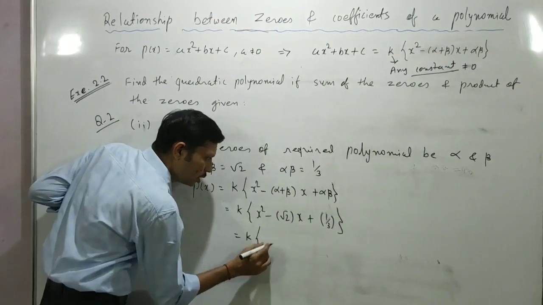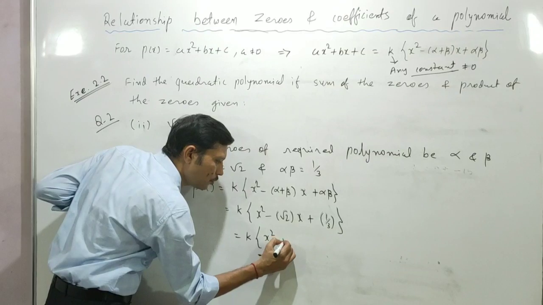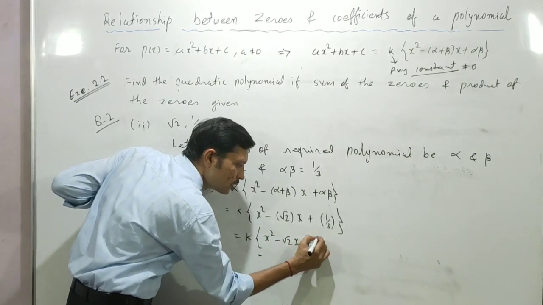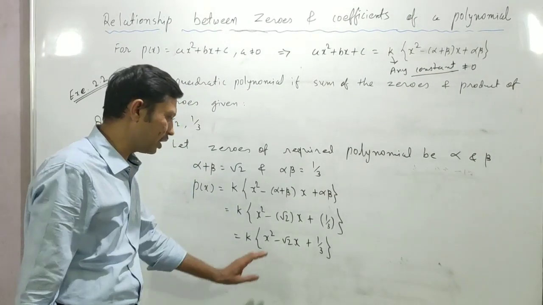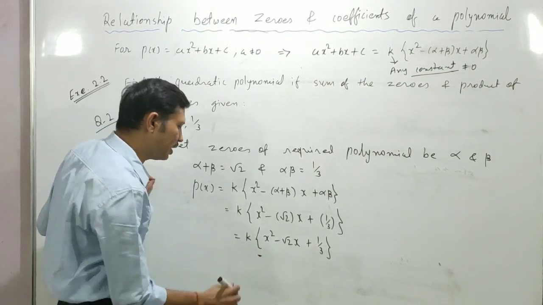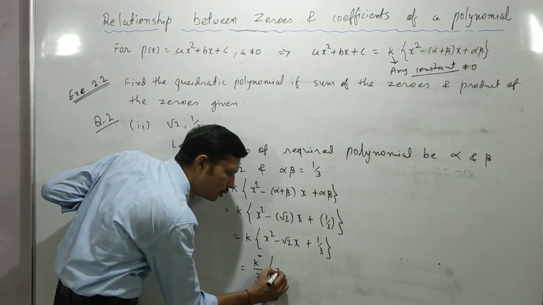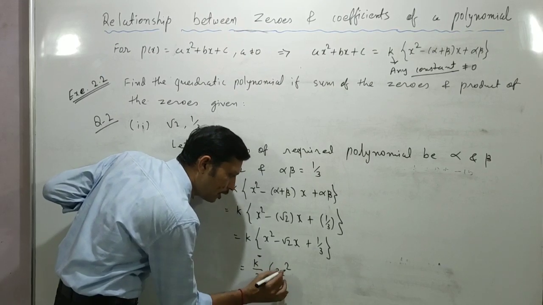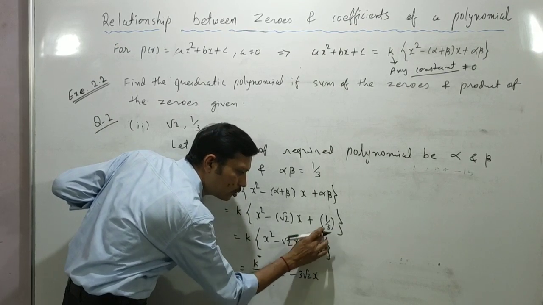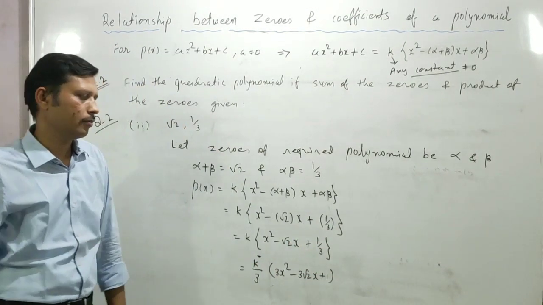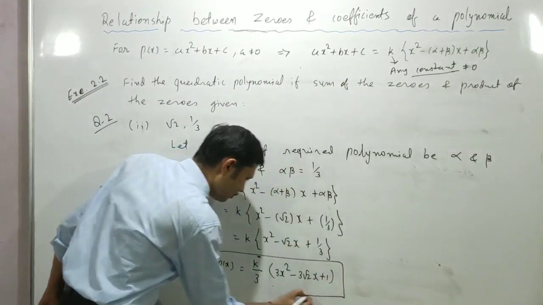Now, the sum of the zeros and the product of the zeros are both positive, so there is no change for the sign: x square minus root 2 x plus 1 by 3. Now, to further simplify and make it in standard form, we will take the LCM. What is the LCM? 3. I will write down 3 here, so we have to multiply by 3. So, 3x square, 3 root 2 x, and here 3 is already there, so the numerator stays 1. Clear? So this one is again our required polynomial.